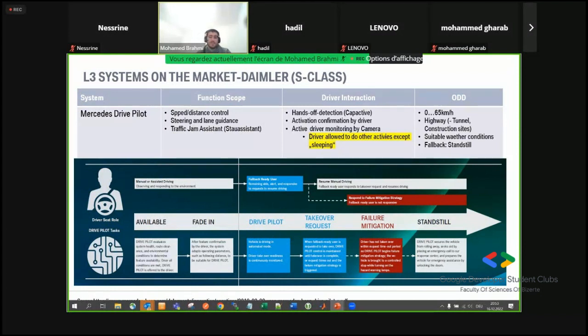It is related to these 10 seconds which we have seen before, because they say that if the driver is sleeping, then 10 seconds will not be enough for him to wake up, understand the situation, and take over control. On the other hand, they say everything else which the driver is allowed to do is okay, because if the system requests the driver to take control, the driver will be able to take over within 10 seconds. This is the main difference to the other systems. This makes the L3 system from Daimler the first system on the market.